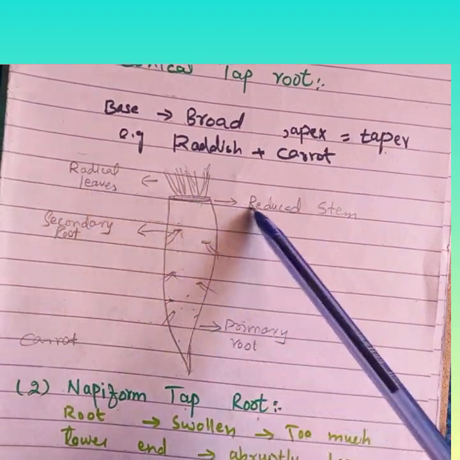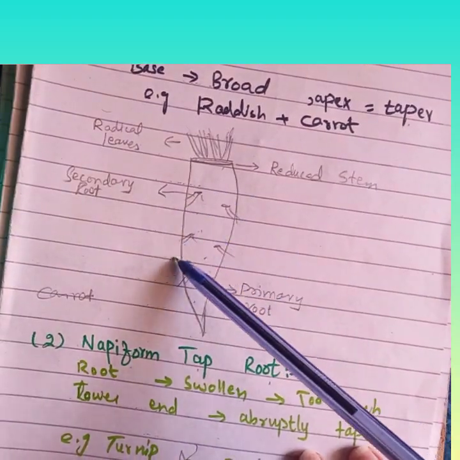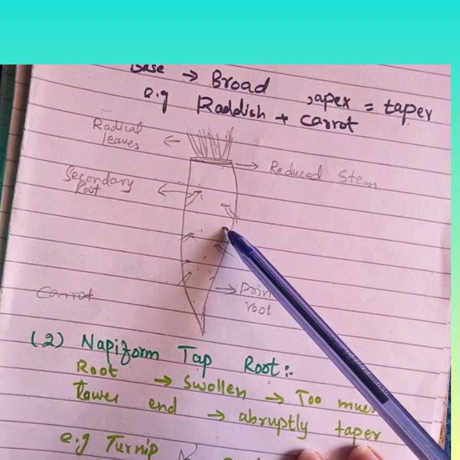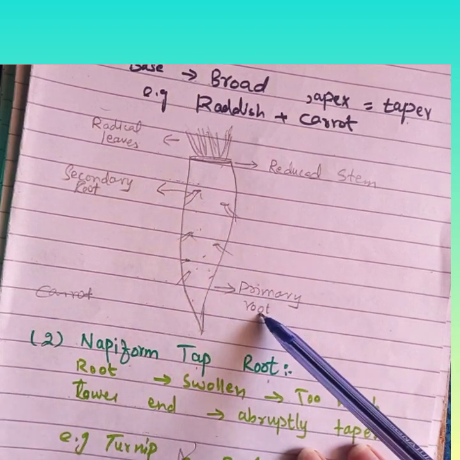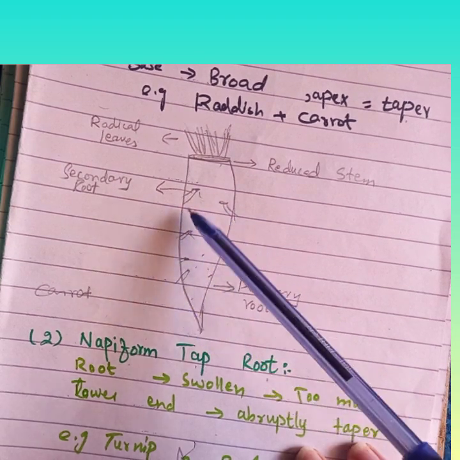This is the reduced stem. These are the radical leaves, and the part of the carrot that we use for eating as a salad, and we mostly eat this part, that is the primary root. And the hair-like structures that arise on the red part of the carrot are the secondary roots.